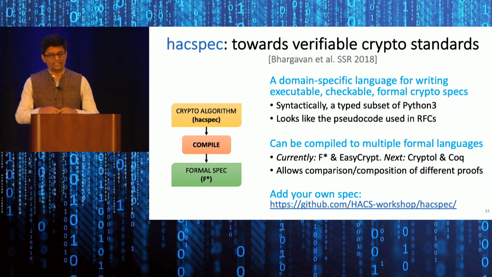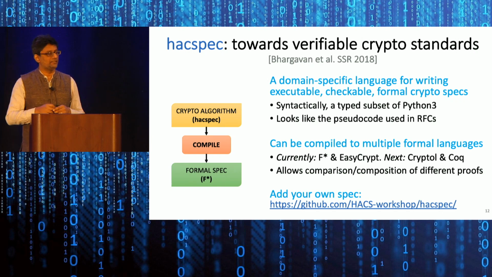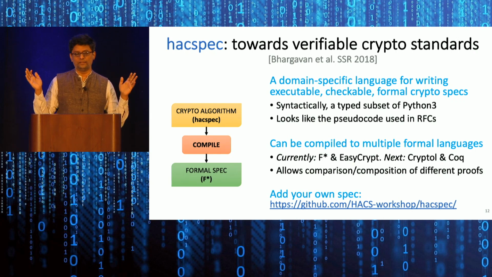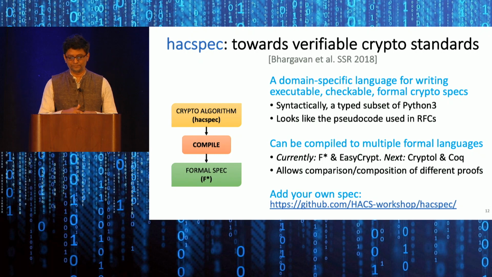So instead, we have designed this to make it easier for cryptographers and standard authors to write formal specs. We designed this DSL called HackSpec, where we've written a whole bunch of specs already. It looks kind of like the pseudocode you will see in standards. In fact, it is a typed subset of Python 3, and I'll show you an example in a second. You can write a spec in there, and then we have compilers that will spit out specs in other languages. So right now it works for a couple of formal languages, but we intend to spit out specs in almost all the languages that people are using. So this, we hope, will reduce the gap between what the cryptographers think we are proving and what we are actually proving, and also maybe will allow us to compare and compose the proofs done in different systems.